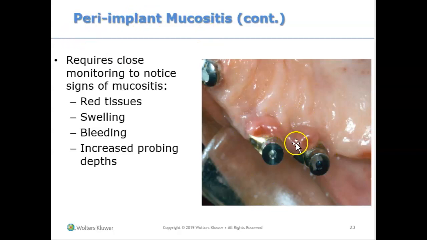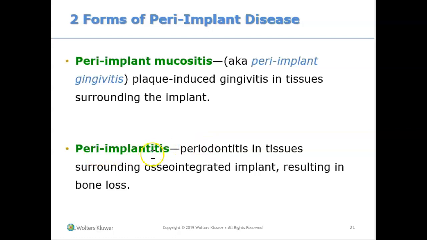There's red tissues, there's definite swelling. I would definitely see bleeding if I were to probe, and maybe the probing depths would be a little deep. The other one is peri-implantitis.